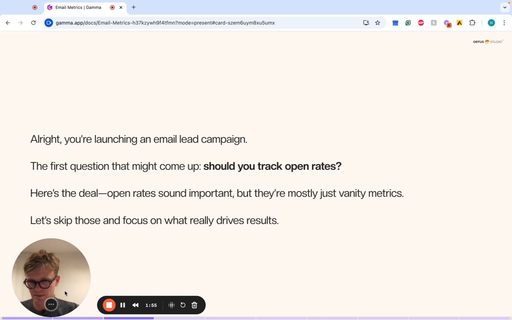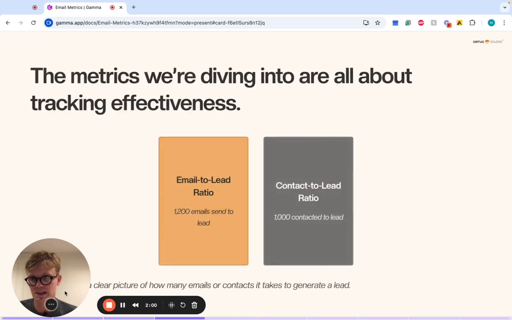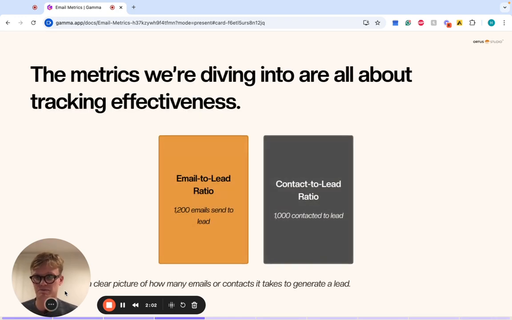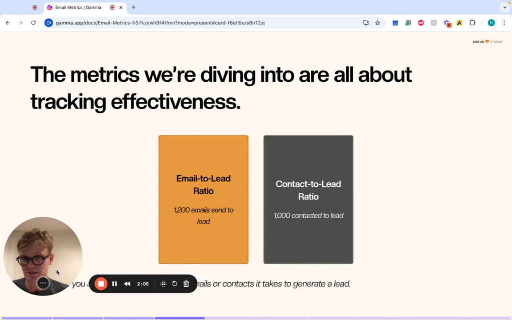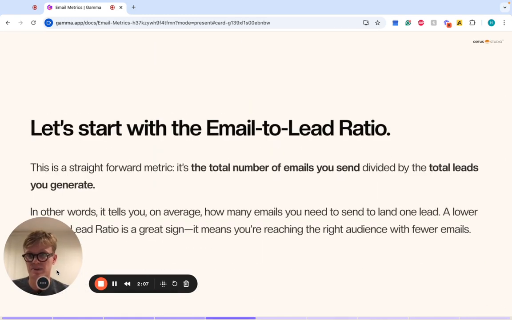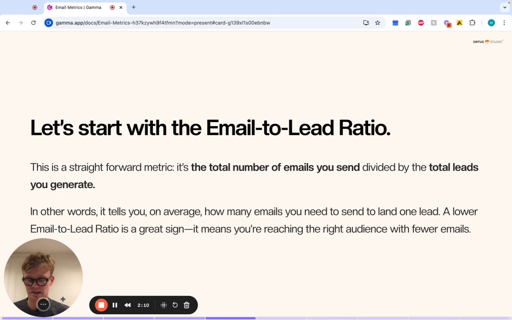But anyway, let's skip those and focus on what actually drives results. The metrics we're diving into are all about tracking effectiveness, and those are email to lead ratio and contact to lead ratio. Let's start with email to lead ratio. This is a straightforward metric: the total number of emails you send divided by the total leads you generate. In other words, it tells you on average how many emails you need to send to land one lead. As you can guess, a lower email to lead ratio is a great sign. It means you're reaching the right audience with fewer emails.